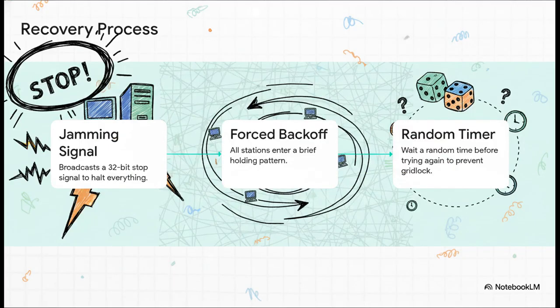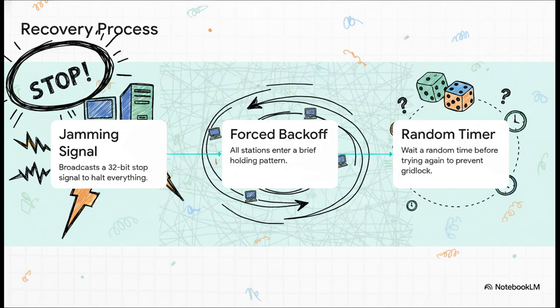So, since collisions were just an absolute reality of the system, networks needed a standardized post-crash recovery process. Basically, a way to clean up the mess and try again without just causing another massive pileup. Here is exactly how that worked, in 3 steps. First, the absolute split second a collision is detected, the computers involved broadcast a 32-bit jamming signal. They are essentially screaming, "Stop," down the wire to halt everything.